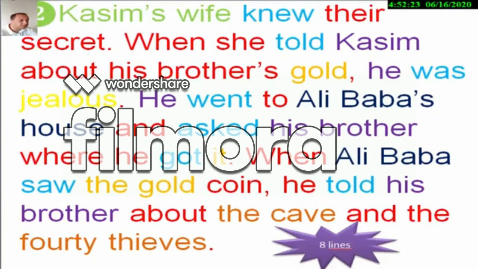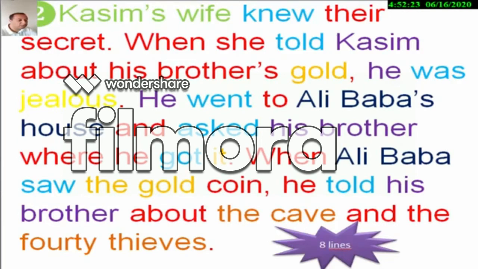When Ali Baba saw the gold coin، عندما رأى القاسم الدليل على أن هناك قطعة ذهبية في كفة الميزان، علي بابا لم يستطع أن ينكر. إذا اعترف. When Ali Baba saw the gold coin القطعة الذهبية, he told his brother الحقيقة about the cave and the 40 thieves واللصوص الأربعين. We repeat slowly.